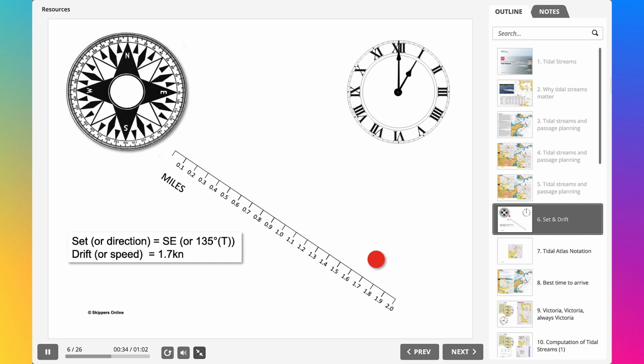Alternatively, we could say that the tide is setting 135 degrees at 1.7 knots. And some people use direction and speed, which mean exactly the same as set and drift in this context. Note that, in common with everything else that's written in an almanac or appears on a chart, the set is always given relative to true north.